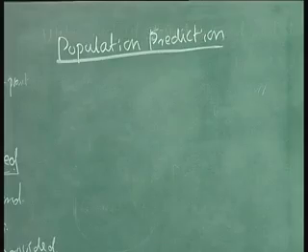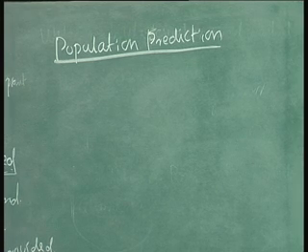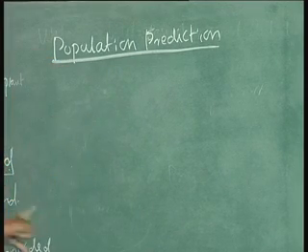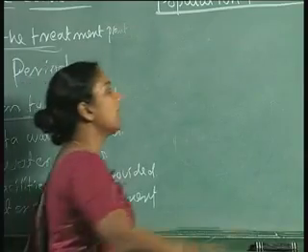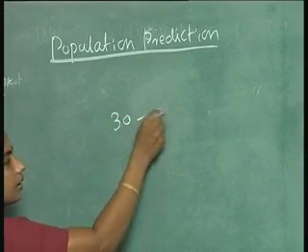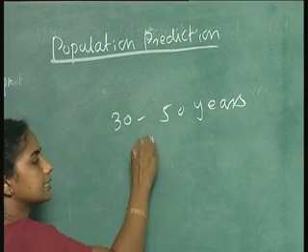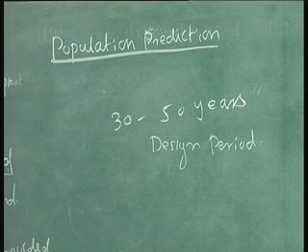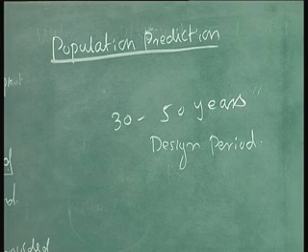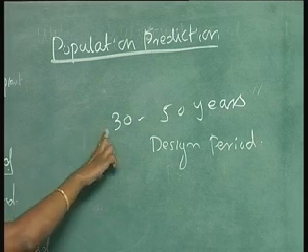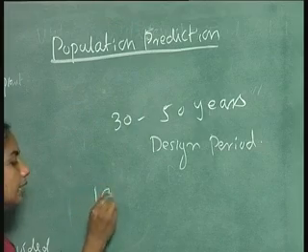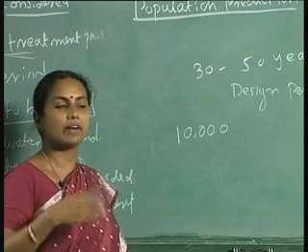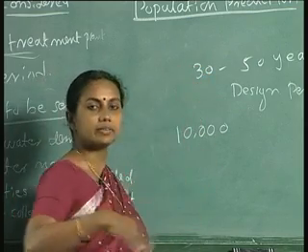Population prediction, because sometimes we will be having an idea what is the existing population in a particular place, but we have to find out what will be the population in that area after say 30 to 50 years based upon your design period, because when you design a water treatment plant or when you construct a water treatment plant, that plant is supposed to serve the community for 30 to 50 years. So, for example, if you have only 10,000 people in that town at present, but what will be the population after 30 years or after 50 years? So, that facility should be able to serve that many people at that time.